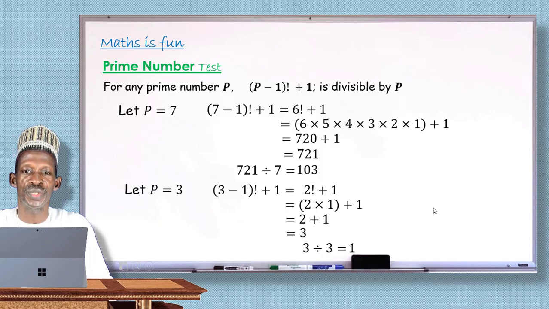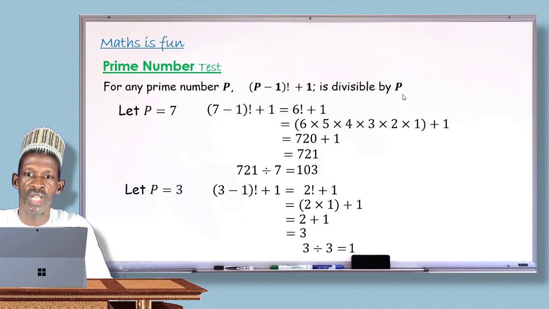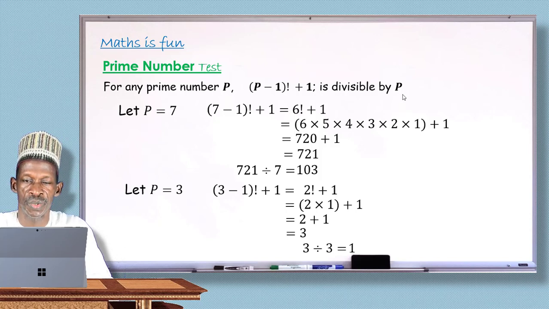So this happens to all prime numbers. So any number that you want to find out whether it is a prime number, just substitute in this very function p minus 1, that number minus 1, find the factorial, then add 1 to the result. If the final result is now divisible by that same number, then of course the number is a prime number. We'll see more of these things in mathematics in our subsequent lessons.